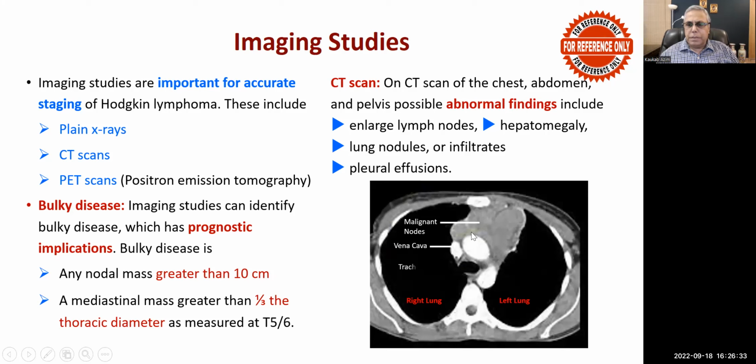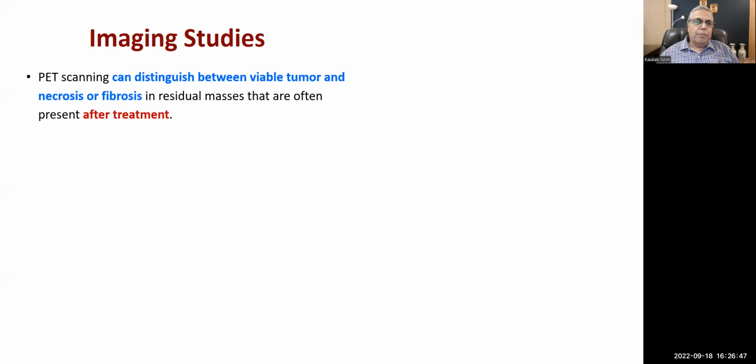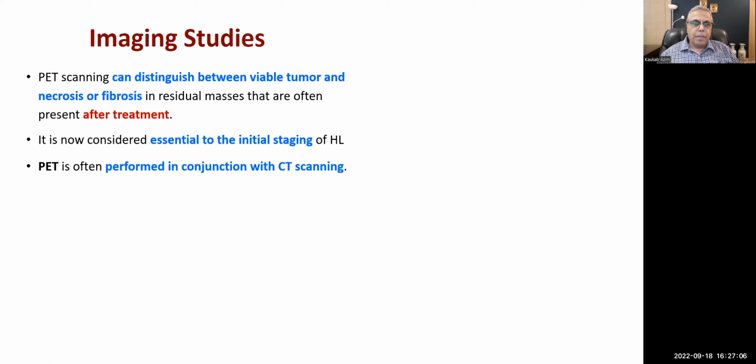And we have got, this is vena cava and this is trachea. Everything that is black means there is air in it. And ascending and descending aorta, just to give you some information on CT scans. So as I said, PET scanning can distinguish between viable tumor and necrosis or fibrosis and residual masses that are often present after treatment. So PET scanning is important. It is now considered essential to the initial staging of Hodgkin lymphoma.